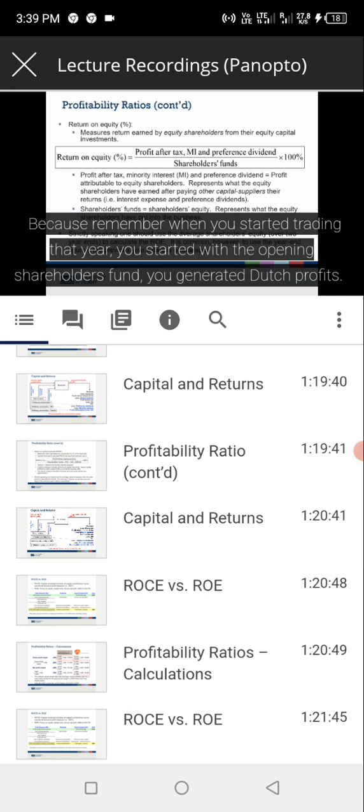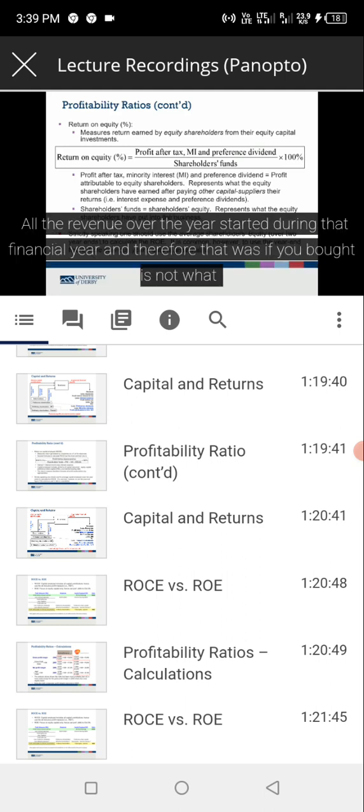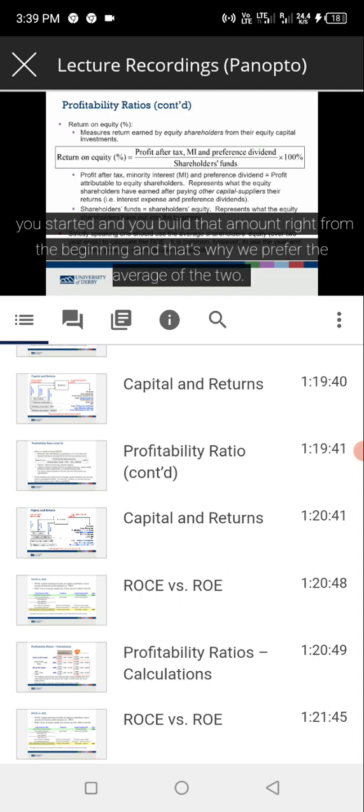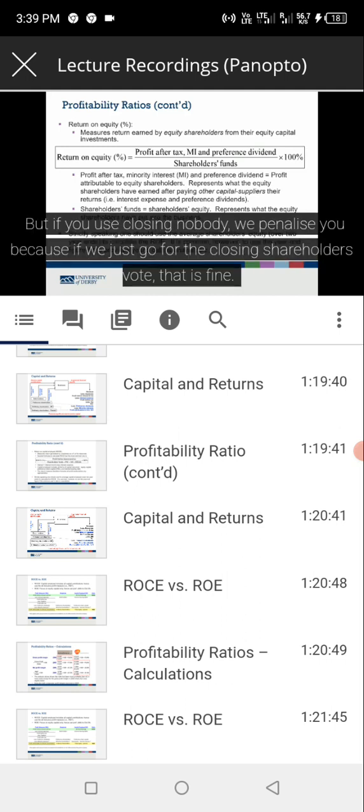Because remember, when you started trading that year, you started with the opening shareholders' fund. You generated that profit or the revenue over the year during that financial year. Therefore, that closing figure is not what you started with. You built that amount right from the beginning, and that's why we prefer the average of the two. But if you use closing, nobody will penalize you. If you just go for the closing shareholders' fund, that is fine.